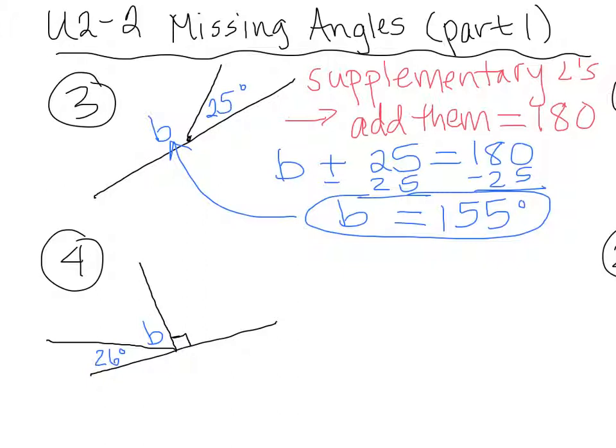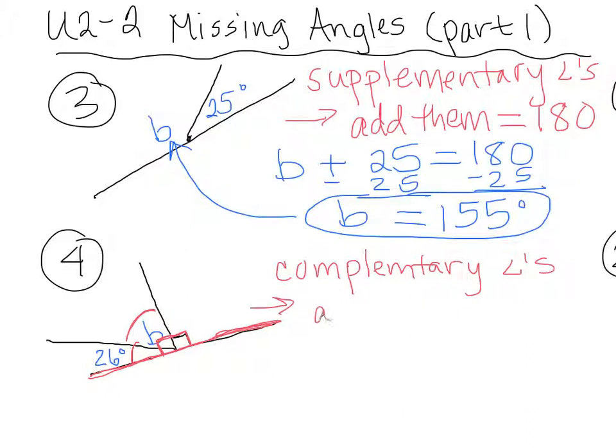Now, if we're trying to find angle B here, notice that if you're given this 90-degree angle and you have a straight line down here, then there has to be another 90-degree angle on the other side, right? So angle B and this 26-degree angle are complementary. They add up to 90 degrees.